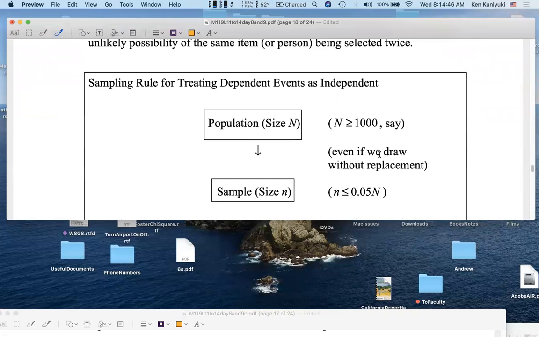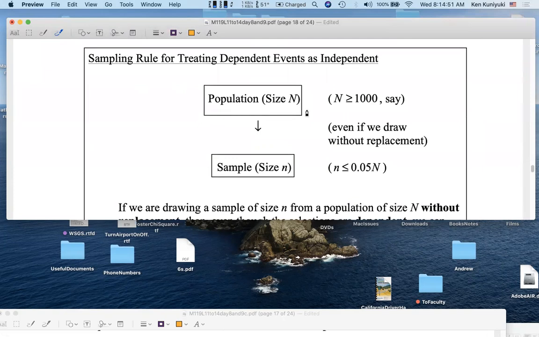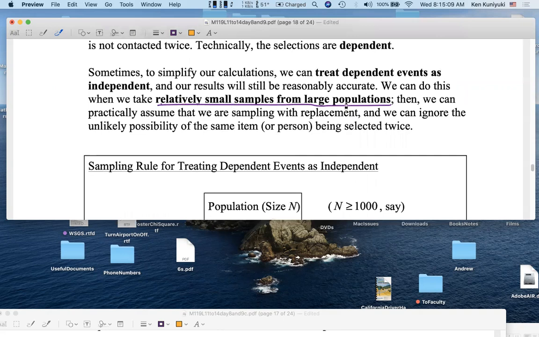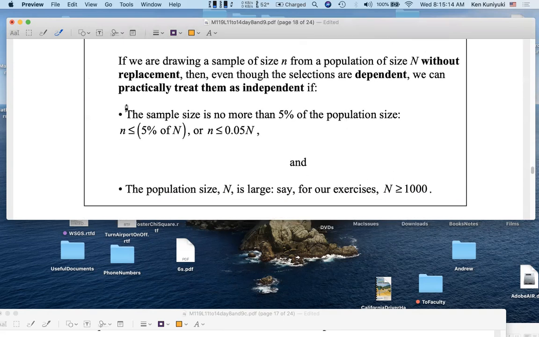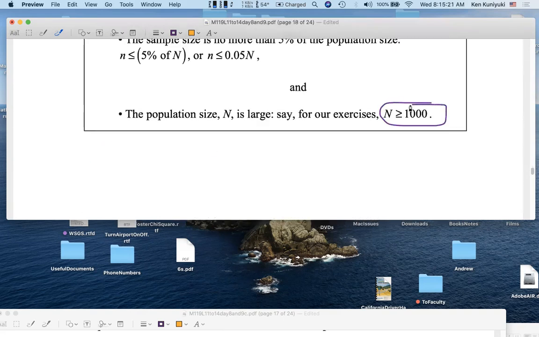So under what circumstances can we apply the sampling rule? Well, when the population is big enough, for our class, let's say at least 1,000, then even if you're drawing without replacement, you're promising not to call the same person twice, if your sample size is no more than 5% of the population size, then that means that you're drawing a relatively small sample from a large population. And we can assume independence. We can practically treat the selections as independent. By the way, the 1,000 is just a number I picked for our class.